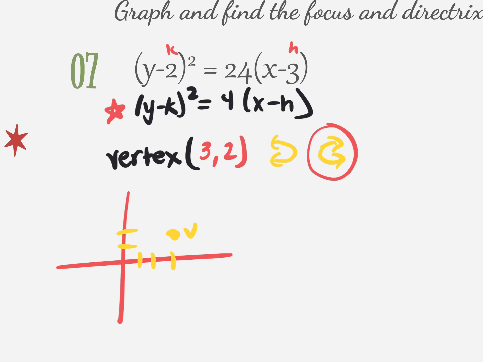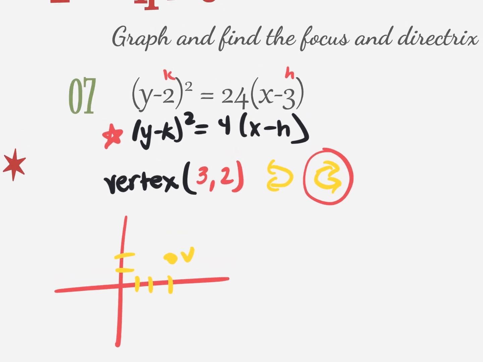All right, so let's find that p-value. How far away is the focus and the directrix? Well, what do I set equal? 4p equals what? 24. Whatever number's in front. So I'm going to divide both sides by 4, and p equals what? 6, all right? We like whole numbers. Makes life a little easier.